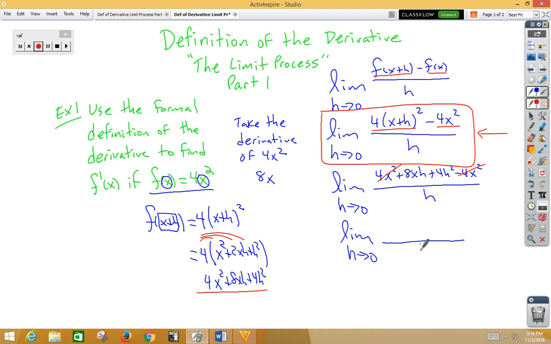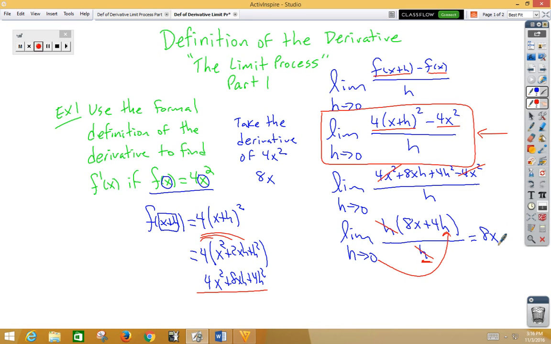Now at the bottom is an h, but if we look at the top, we could factor out an h. If we factor out an h, we would get 8x plus 4h. Notice algebraically now, the h's cancel out. Our problem with 0 on the bottom is now gone. So with limits, we always try plugging in first. If I plug in the 0 for h, I get 8x.